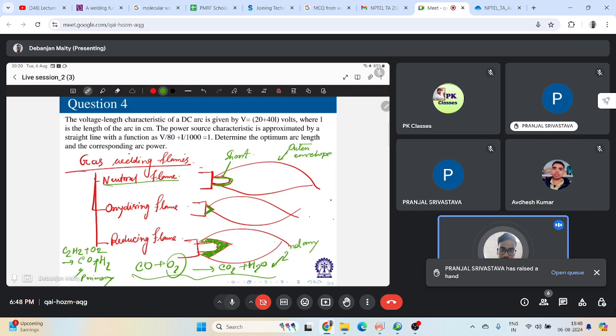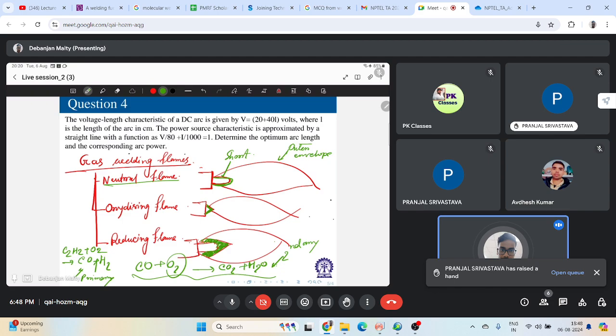Over here, the sound will be very quiet. Sound is quiet. Over here, it will have some hissing kind of sound. You can differentiate between that you have formed some carburizing flame, you have formed some oxidizing flame.